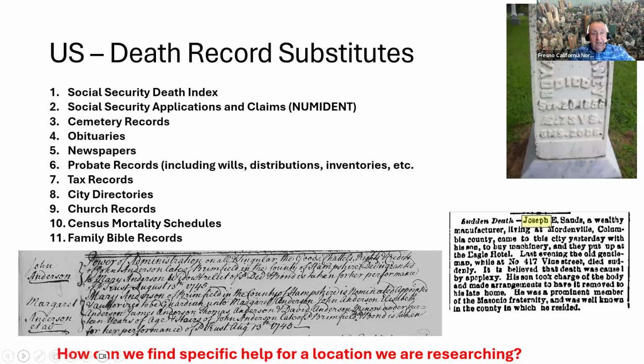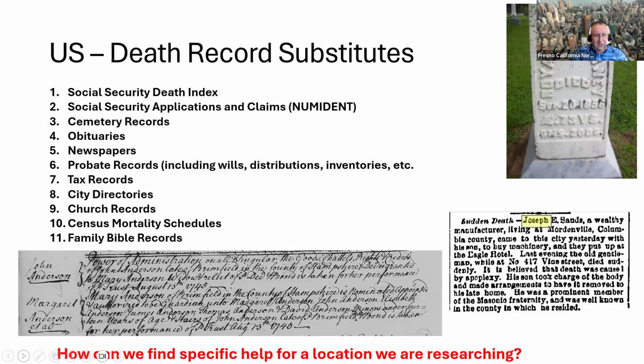Death records, again, there's a lot of different places to look. Social Security, Numident, cemetery records, obituaries, newspaper accounts. Sometimes your person was important enough that there'll be an actual news article, not just an obituary. Probate records, tax records, city directories even.